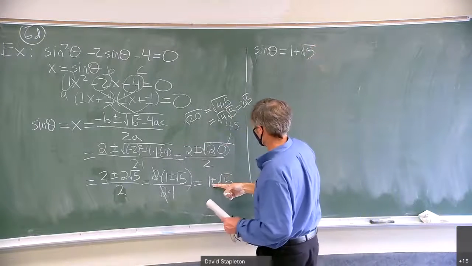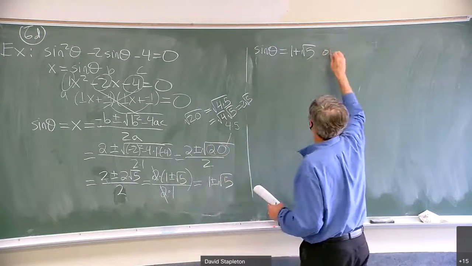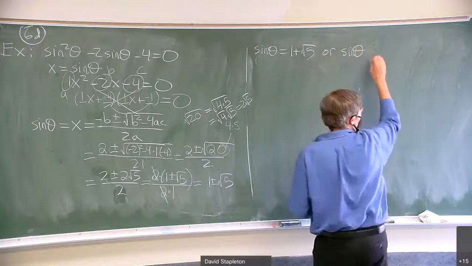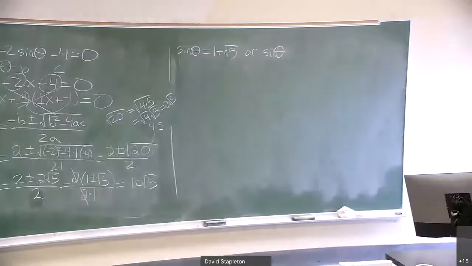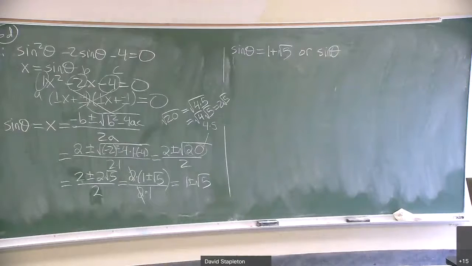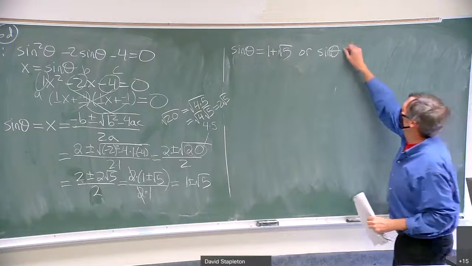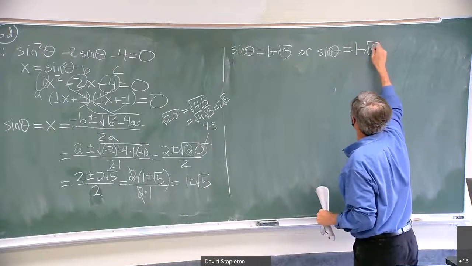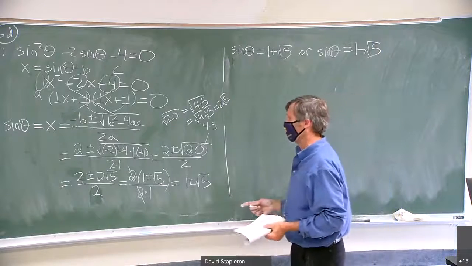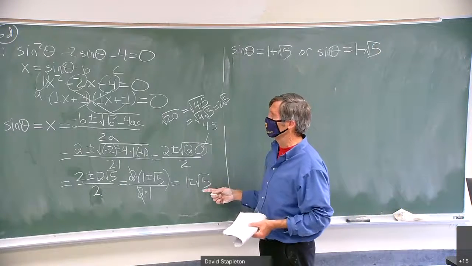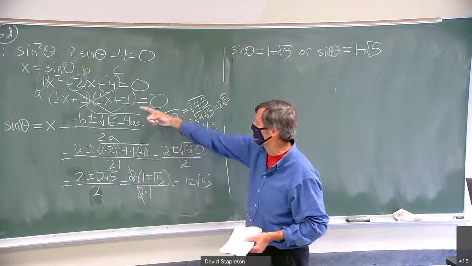This is sine theta equals this, so I got sine theta equals 1 plus square root of 5, or sine theta equals 1 minus square root of 5. These are both solutions by the quadratic formula, right? One for the plus, one for the minus. This is the case where the quadratic formula tells us there are 2 solutions to the quadratic equation here.